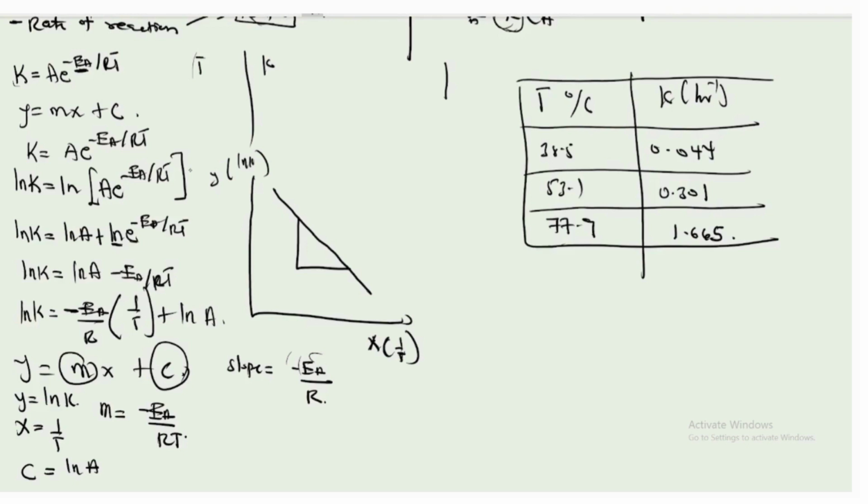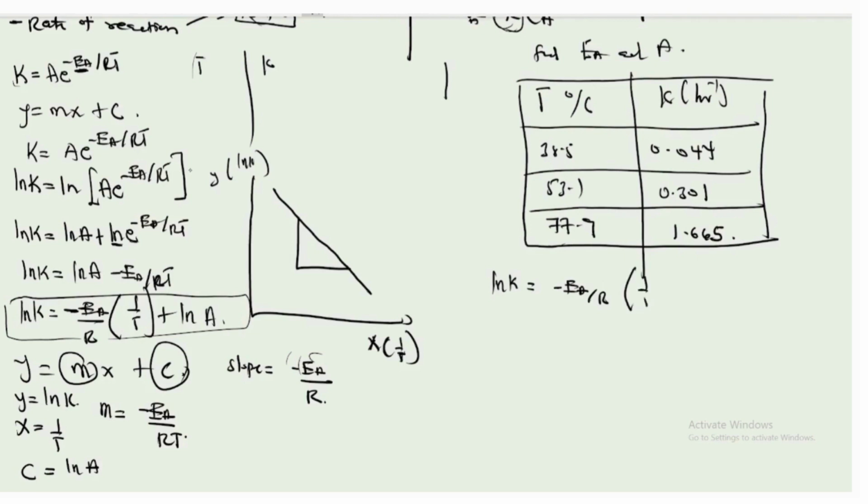Now we are supposed to find the activation energy and the pre-exponential factor. So find Ea and then the A here. Because you have the equation in the linearized form, you just have to go back to it. ln k is equal to negative Ea over R times 1 over T plus ln A. So we are going to plot y values, which will be ln k, against x values, which is 1 over T.